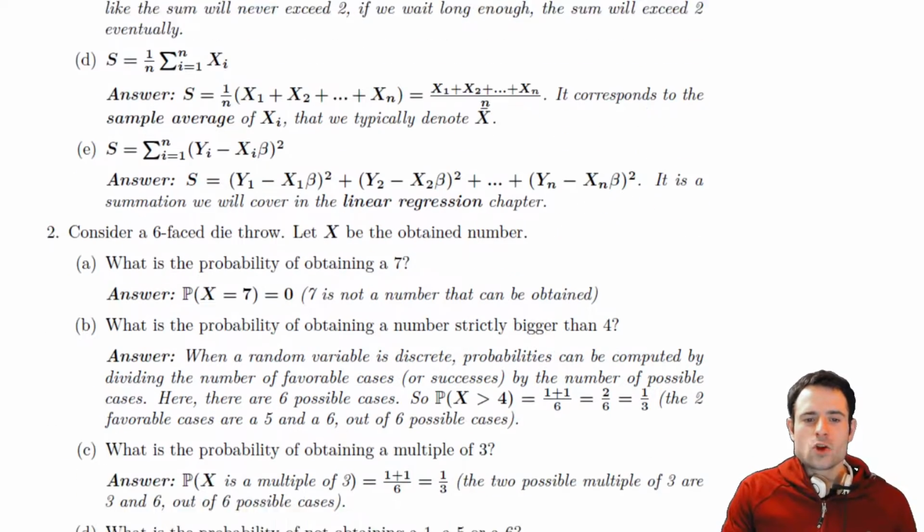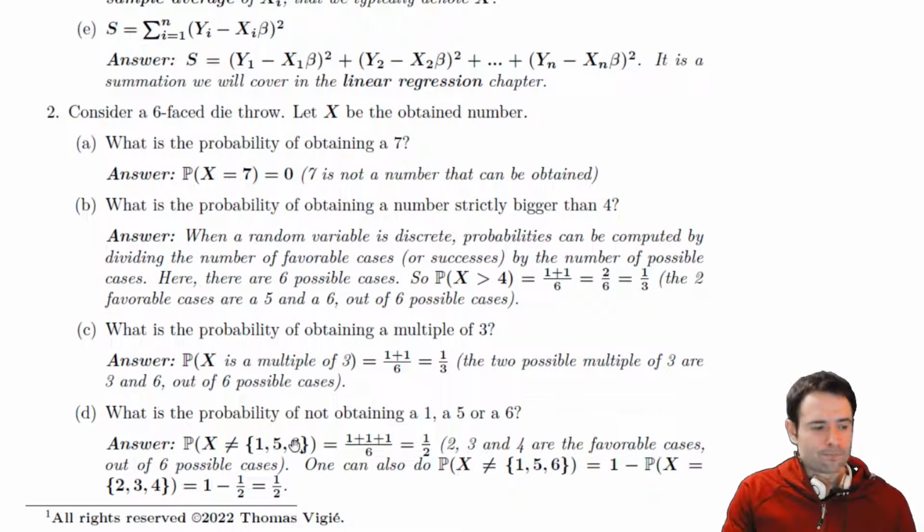Now, let's go back to probabilities. Consider a 6-faced die throw. So we have one die of 6 faces and we throw it once. We note x the number we obtain when we throw that die once. In this exercise, I ask you to report a couple of probabilities. It might be elementary, but it is a good way of getting used to notation and making sure that we can write all the statements correctly.